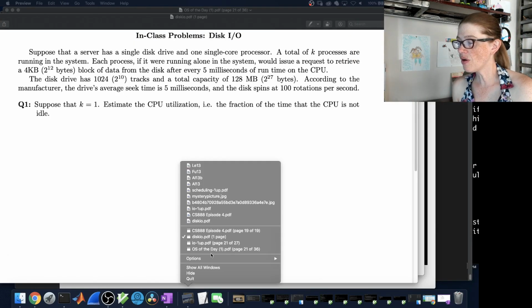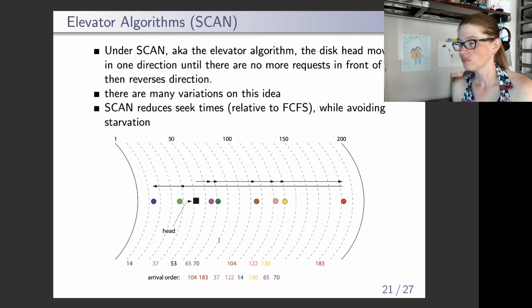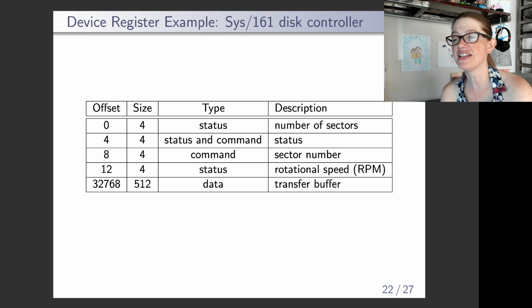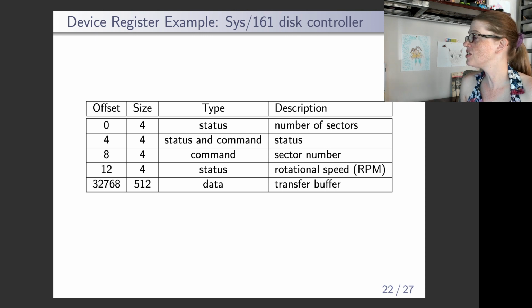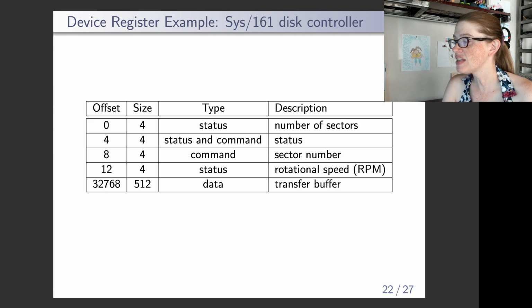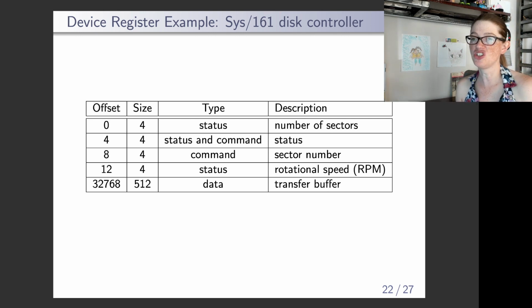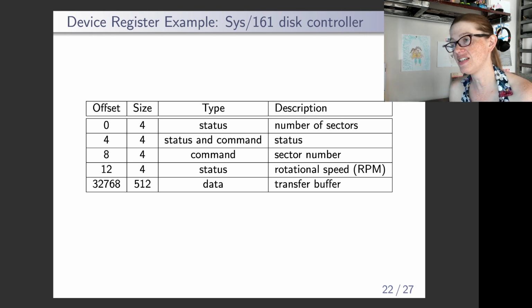All right, so going back then, let's now take a look at our disk controller. And it has 5, in OS 161 that is, it has 5 device registers. We have a status register, which tells us how many sectors our disk has. And we also have a status and command register, which tells us what the disk is doing right now. And so it tells us what is the disk doing, but when we write to this, we are telling the disk what we want to do.